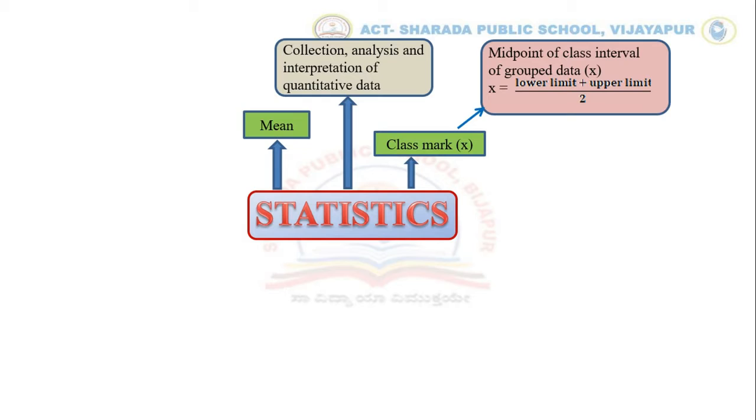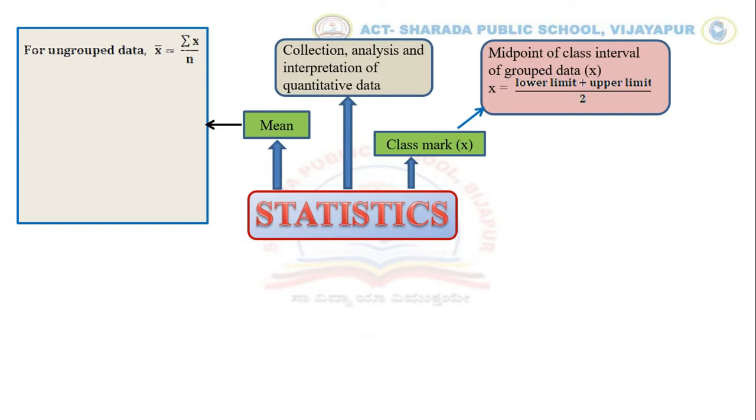Next, there are three different measures of central tendency. Among them, the first one is mean. It is calculated by using different formulas for the ungrouped and grouped data. For the ungrouped data, mean x bar is equal to sigma x divided by n. Whereas for the grouped data, mean x bar is equal to sigma fx divided by sigma f.